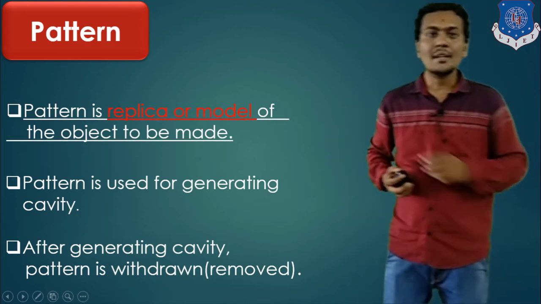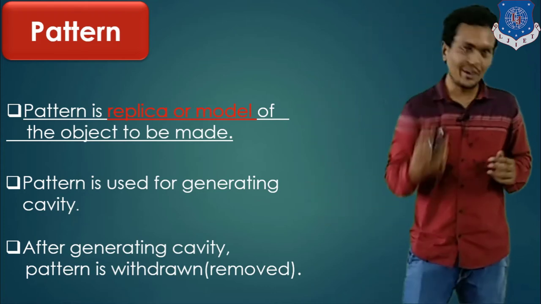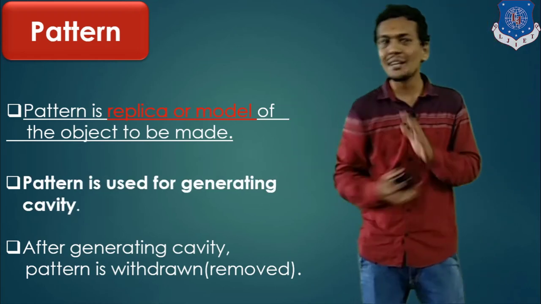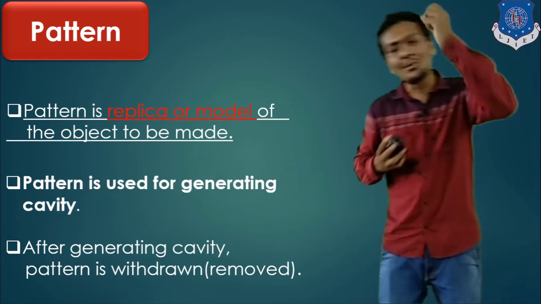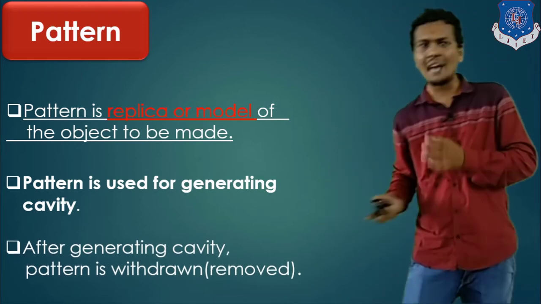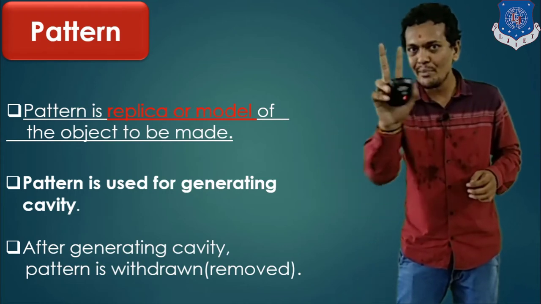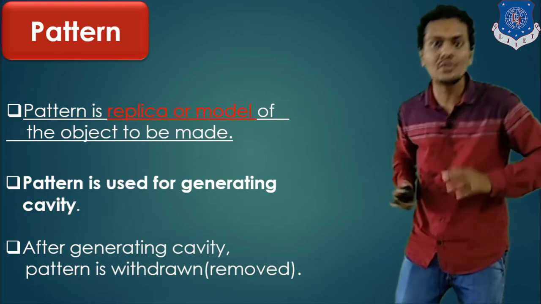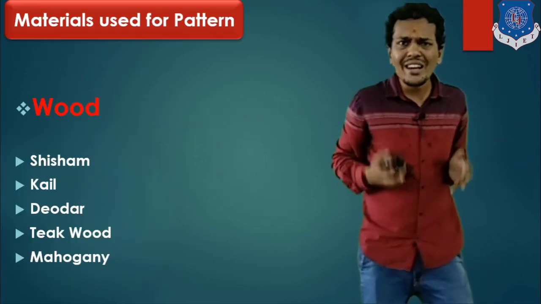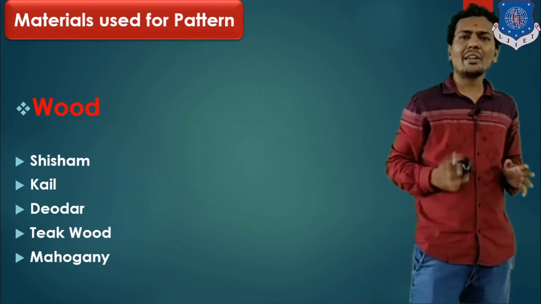So what is pattern? Pattern is nothing but a replica or image of the product to be produced. So here I mention the pattern definition. Pattern is nothing but a replica or image of the product, right? After generating the cavity, you can remove your pattern. Pattern is nothing but a replica or image of the product to be produced, right? Here, if you have a question from which material you can make the pattern, I mentioned the different materials. So pattern materials are very important.